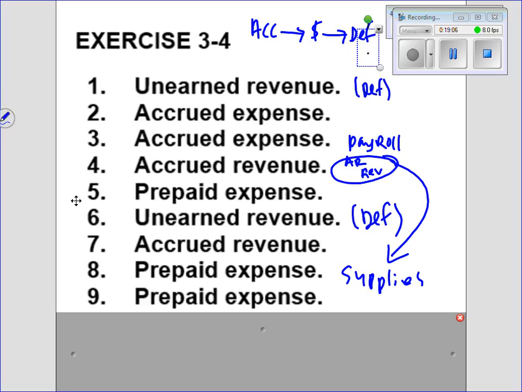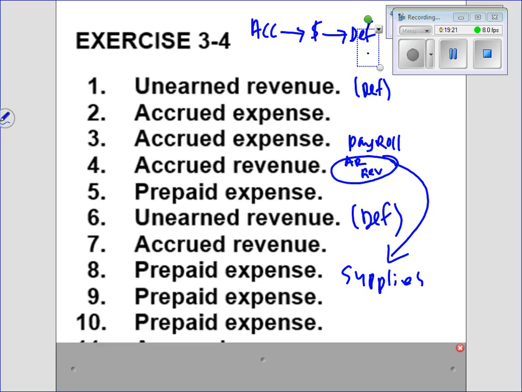Number 10, Hart purchased equipment. The equipment will be used for 5 years. Do you think that equipment will still have its same value? No, it's going to have accumulated depreciation and depreciation expense that goes with it, which is a prepaid expense. We know it's going to chip away at value throughout the course of its 5-year life.